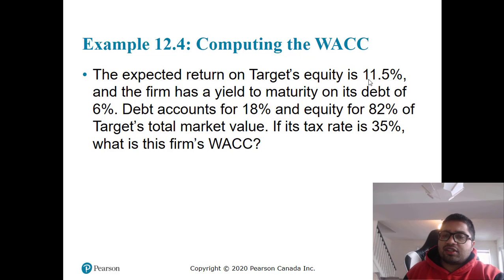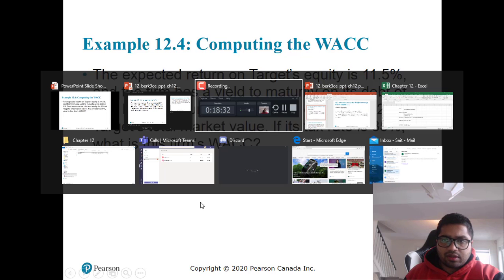The expected return on target's equity is 11.5. The firm has a yield to maturity of 6%. Debt accounts for 18% and equity accounts for 82%. If the tax rate is 35, what is WACC? So let's do this.